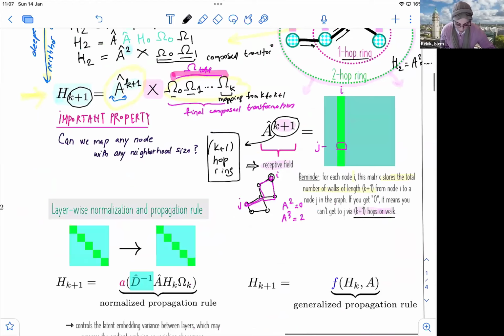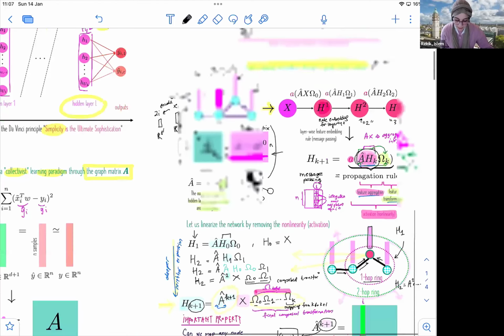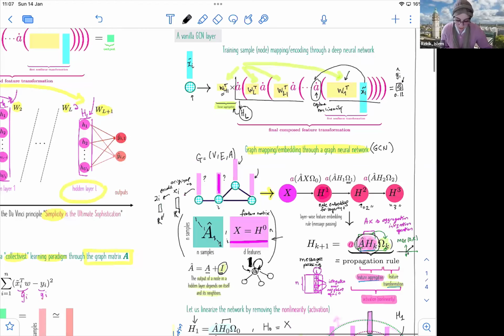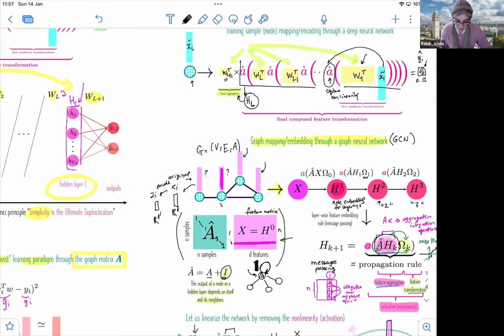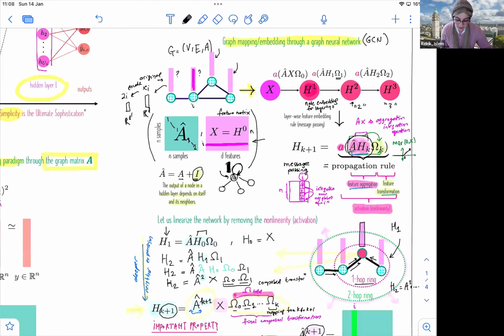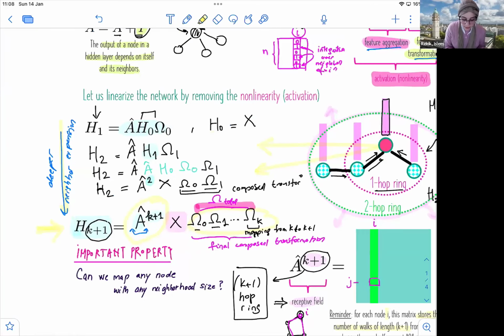Now there is one important thing. We talked about this, and now you can see the difference between a simple neural network operation like an MLP, multi-layer perceptron, or a simple fully connected network, and the graph mapping through a graph neural network. This is a vanilla GCN, and we saw the case where we linearized the network by removing the nonlinearity, and we discovered that this depends on powers of matrices and walks on graphs.